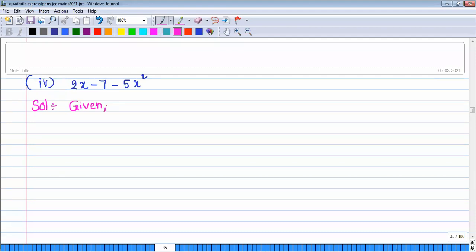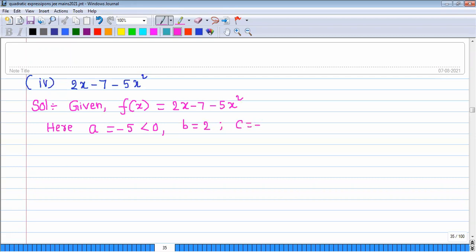So given f of x equals 2x minus 7 minus 5x square. Here the coefficient of x square is minus 5, which is less than 0. b equals 2, c equals negative 7. So that implies f of x has a maximum, at minus 1 by 5, sir. Yes, f max.